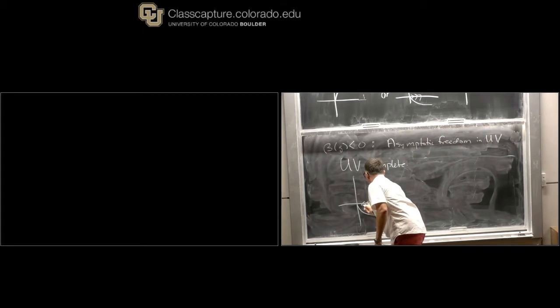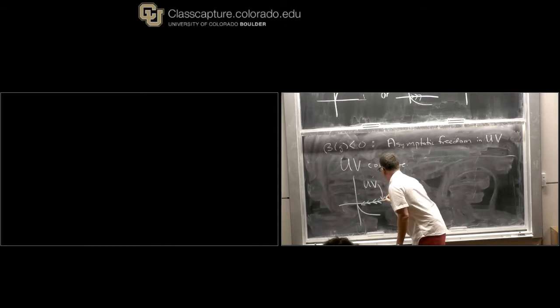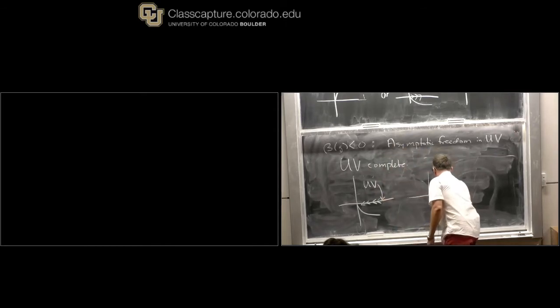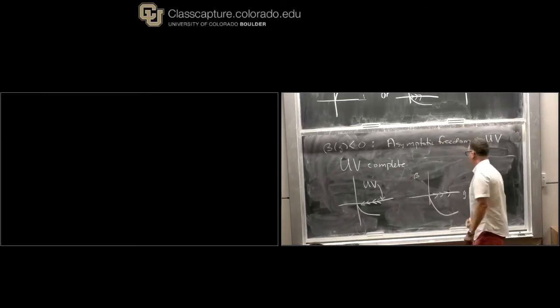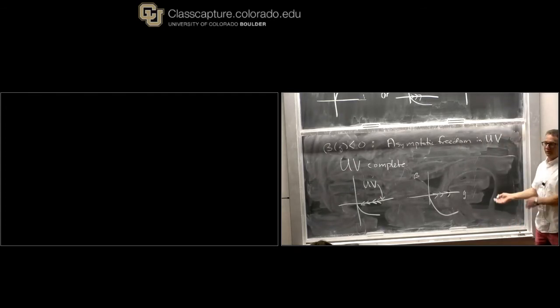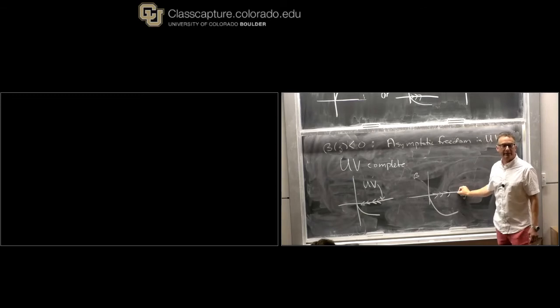So this is what happens in the ultraviolet. Usually I'll draw the flows in the opposite direction. But as we go towards the infrared, the coupling constant gets stronger. And then the interesting question is, what happens in the infrared? And so there are various possibilities for what can happen in the infrared. As in here with this asymptotic safety, one possibility is that eventually the coupling constant goes to a fixed point in the infrared. And so that would be an infrared conformal field theory.